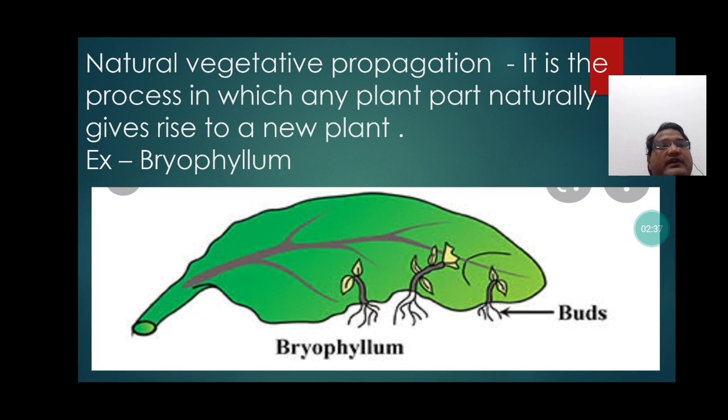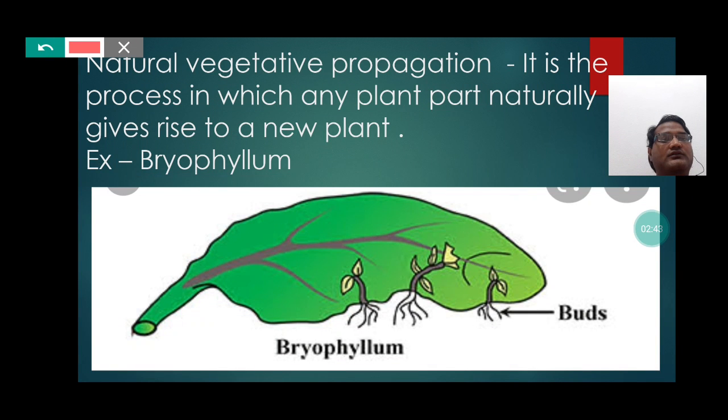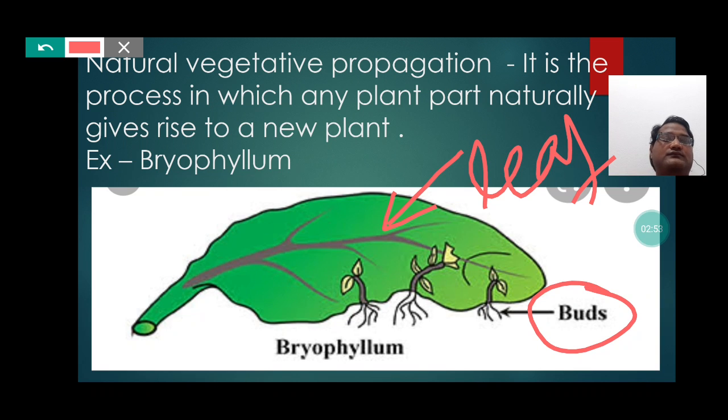So students, here we can notice that a simple part of the plant, which is a leaf, develops a bud, and further the bud develops a completely new bryophyllum plant.